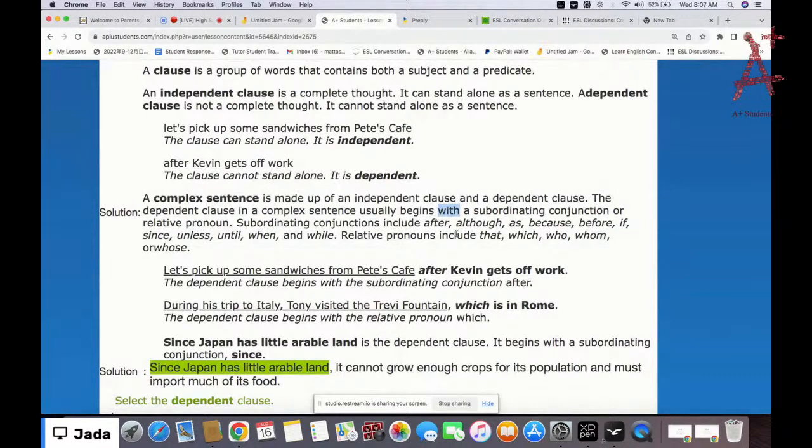So, subordinating conjunctions include after, although, as, because, before, if, since, unless, until, when, and while. Okay, so these are examples of the subordinating conjunctions. I'm just gonna highlight them. Okay, so these are the subordinating conjunctions. And then the next up is the relative pronouns.